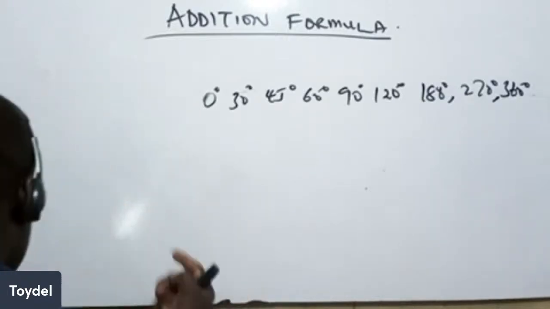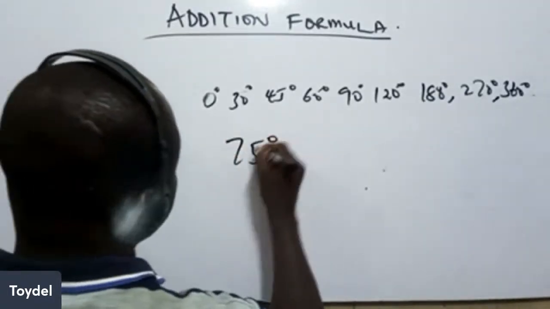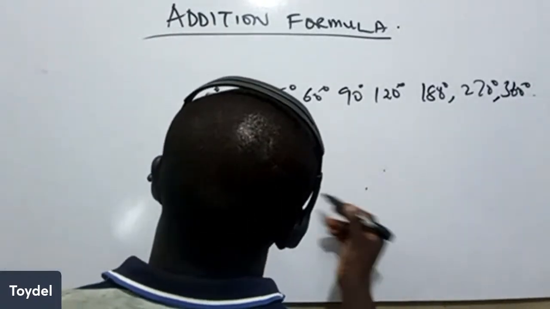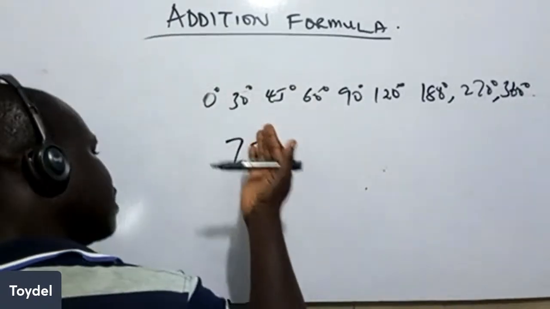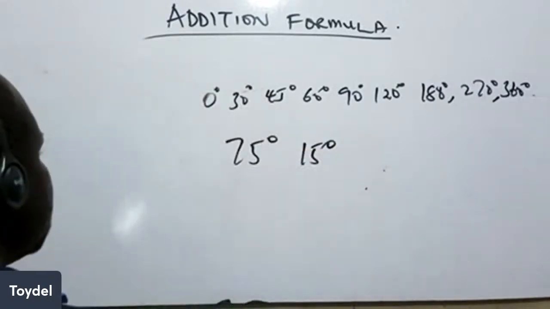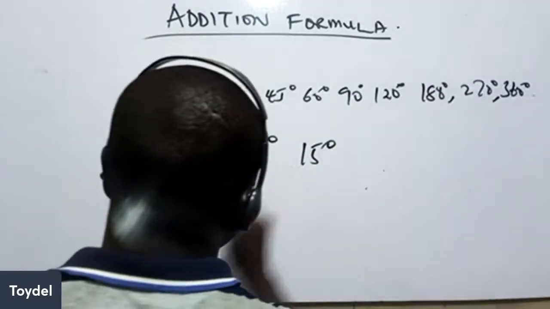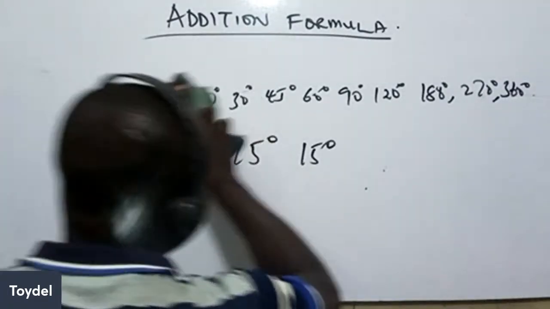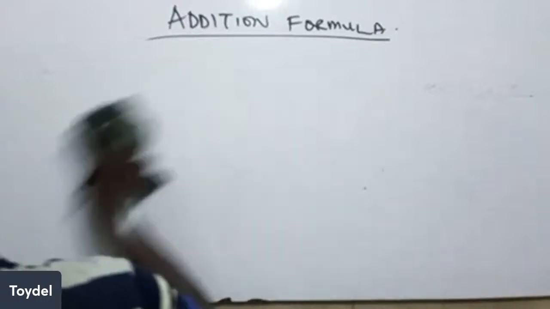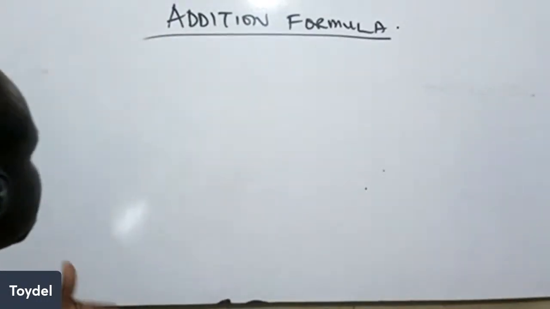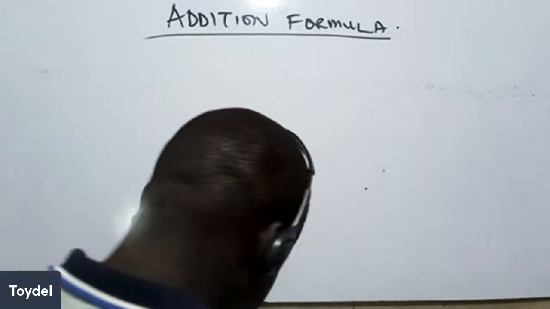But what if we now have other angles like 75 degrees or 15 degrees? How do we find the sine, cosine, and tangent of this type of angle? That is the reason why we have this topic, addition formula. Addition formula will enable us to find other angles that are not regarded as special angles. So the knowledge of addition formula will help us.